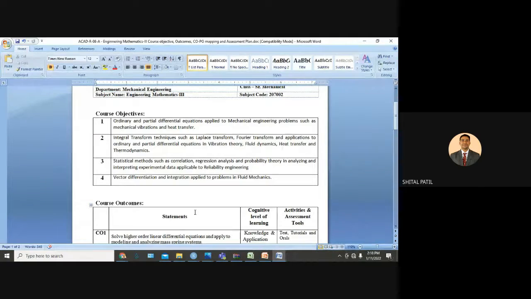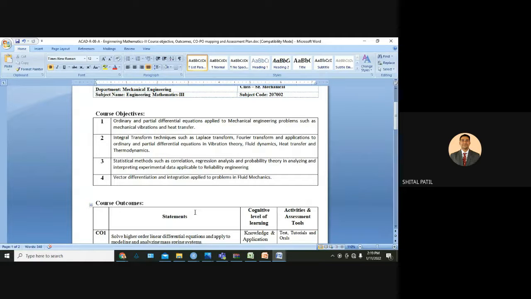Okay, so course objective: ordinary and partial differential equations applied to mechanical engineering problems such as mechanical vibration and heat transfer. Okay, so that we will study in unit number 1 and unit number 6. Then the second objective is we want to study integral transform techniques like the Laplace transform and Fourier transform, which we want to apply to solve ordinary and partial differential equations. And these differential equations are related to vibration theory, fluid dynamics, heat transfer, and thermodynamics.